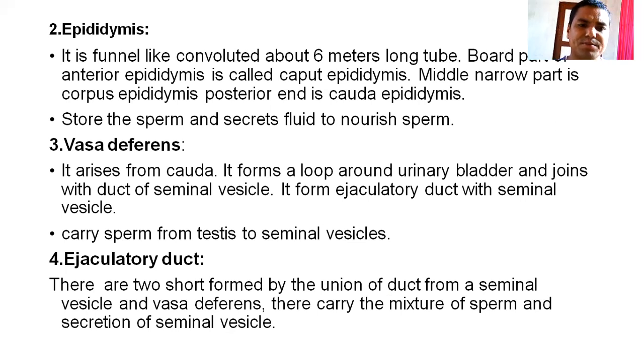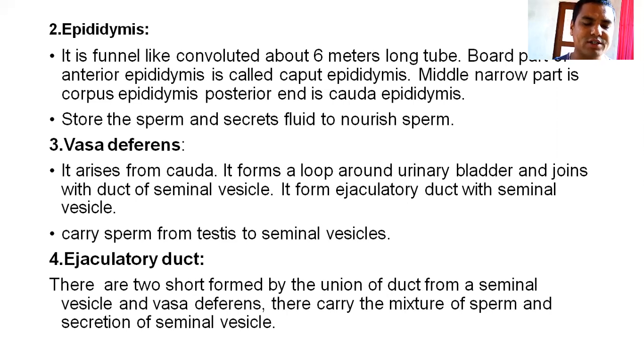The epididymis stores the sperm and secretes fluid to nourish the sperm. You can easily understand it. And now the vasa deferens. The vasa deferens arises from the cauda epididymis, the posterior end of the epididymis. It forms a loop around the urinary bladder and joins with the duct of the seminal vesicle. It forms the ejaculatory duct with the seminal vesicle. The vasa deferens carries the sperm from the testes to the seminal vesicles.